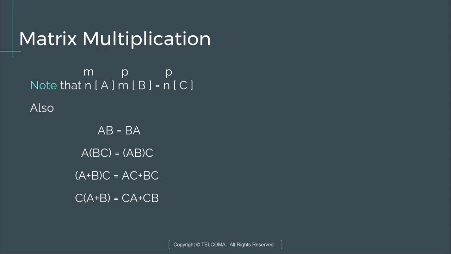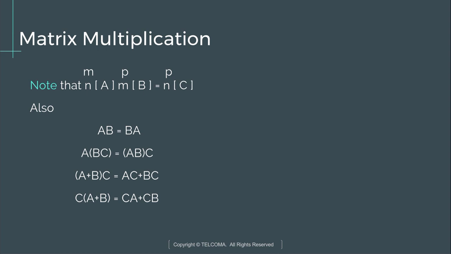Or if we have three matrices, then A into B into C, or you can just multiply A into B first and then with C. This will give you the same result. Similarly, if you add two matrices and multiply it with the third, or you multiply that particular matrix with the previous two matrices and then add the resultant, this will give you the same result.